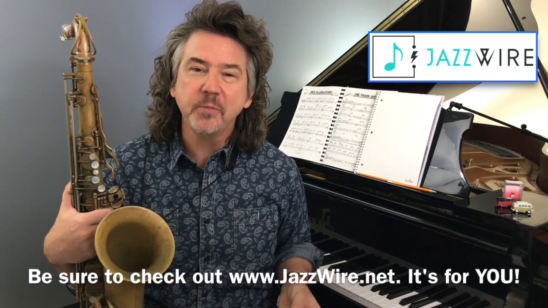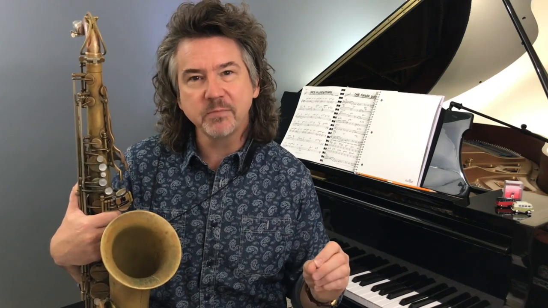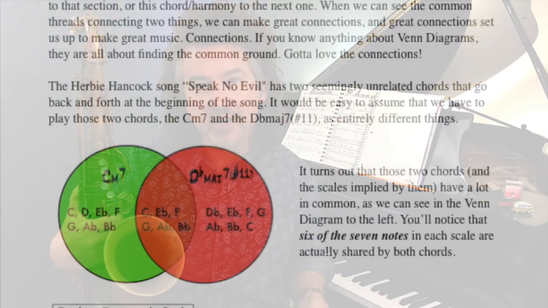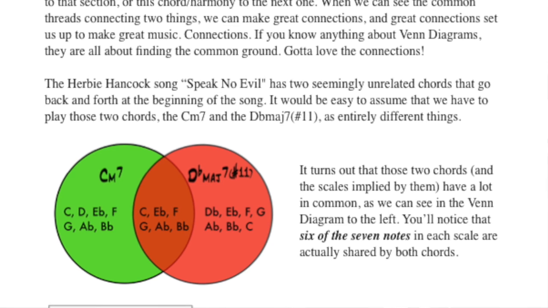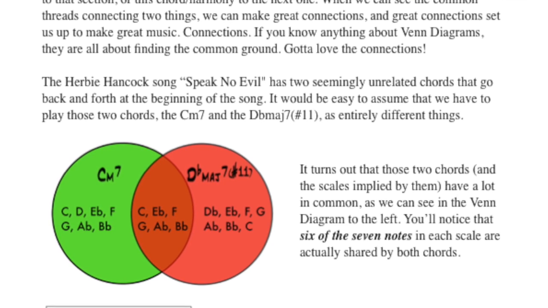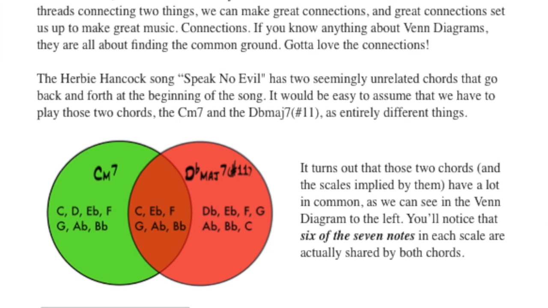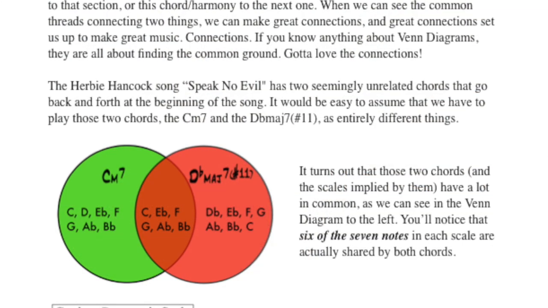So this Herbie Hancock tune, these two chords going back and forth, how are we supposed to make any sense out of them? Well, look at the picture here. Look at our Venn diagram. And you can see the circle on the left. I've written our C minor 7 chord. And what I did is wrote out the notes to one of the C minor scales. There's many different C minor scales. I wrote out the pure minor, the Aeolian mode.